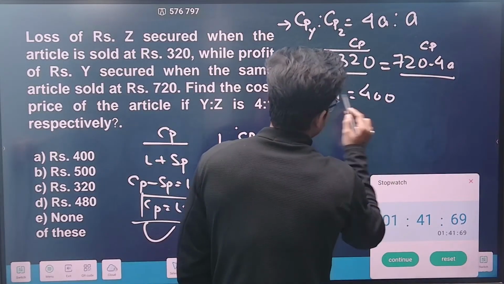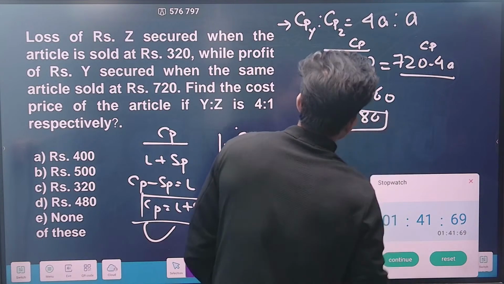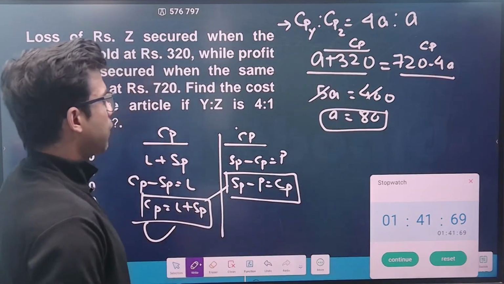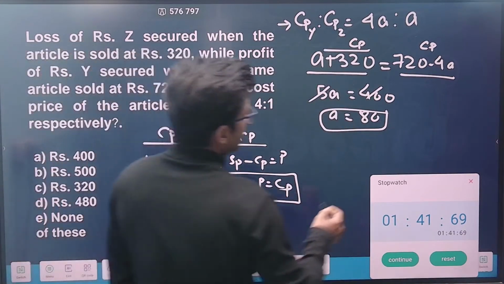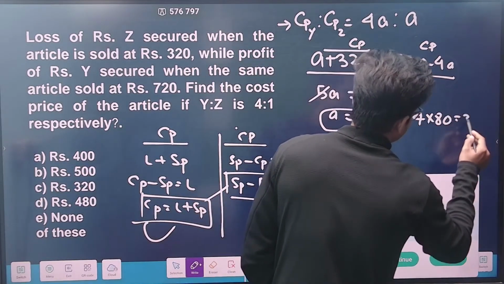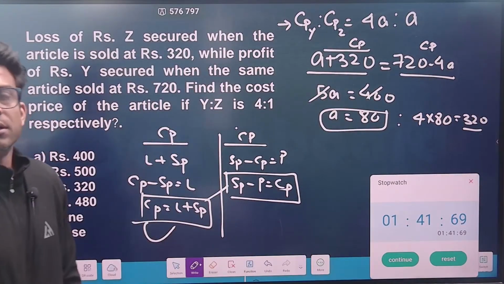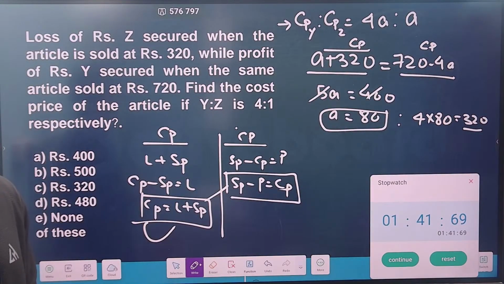Then from here the value of A would be 80, correct? You have figured out the value of A. If A is 80, then 4 into 80 is what? 320, correct? Then the other part is basically 320. I hope this much is clear.